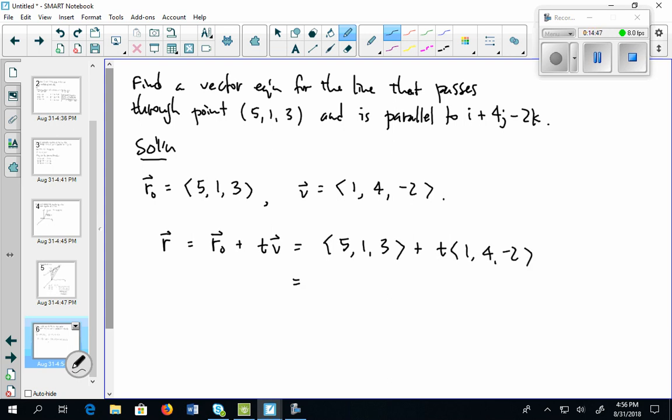From here, it's just combining these vectors, and we'll multiply the t in, or the scalar in, add the vectors, and we end up with, finally, 5 plus 1t, and then we have 1 plus 4t, and then 3 minus 2t.